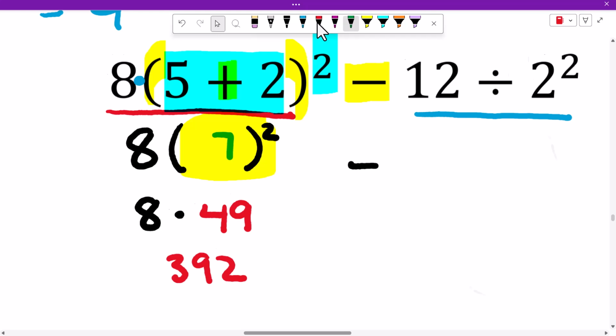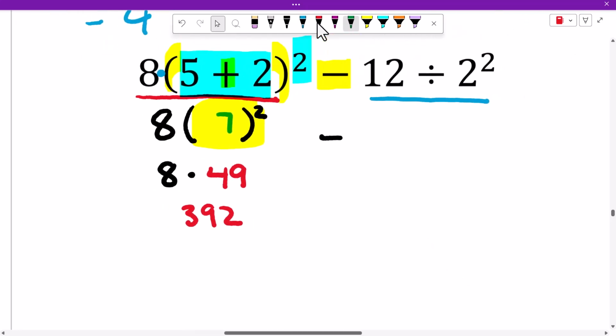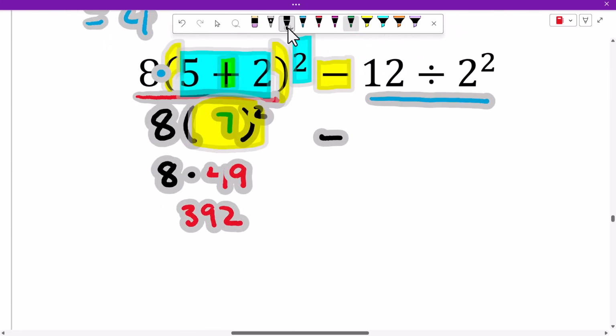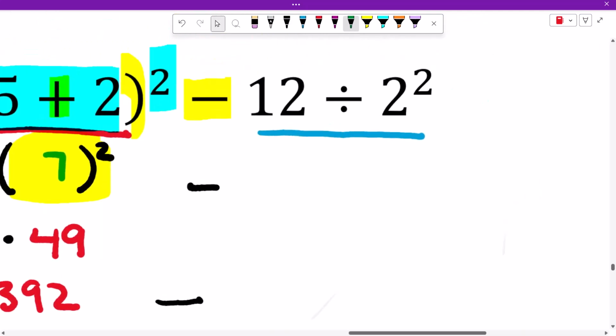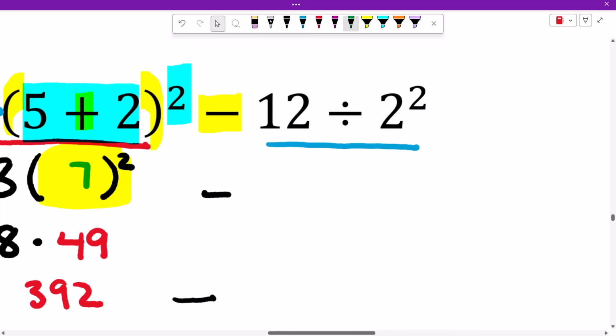Now I'm going to put the minus sign right at the bottom here, because that's separating the other side. Now we're going to take the blue and bring it down to a single number. So we look at the blue. How many operations do you see for the blue? 2. There is a division here, and there's an exponent here. Which one do we do first? The exponent.